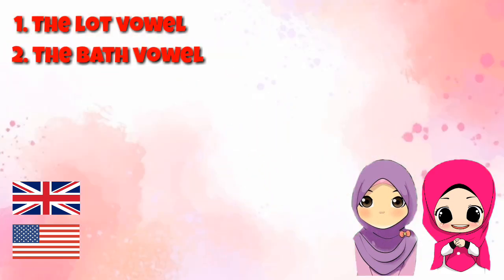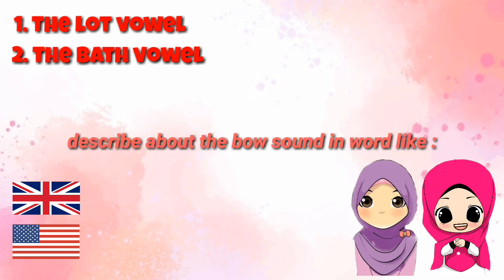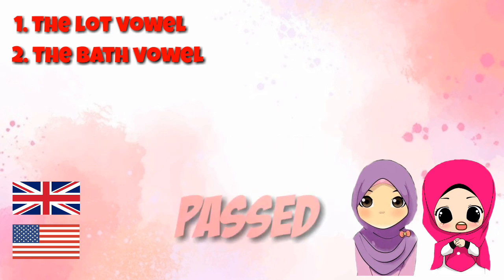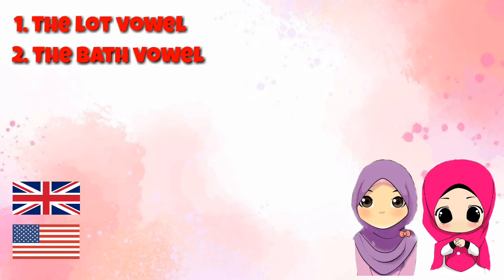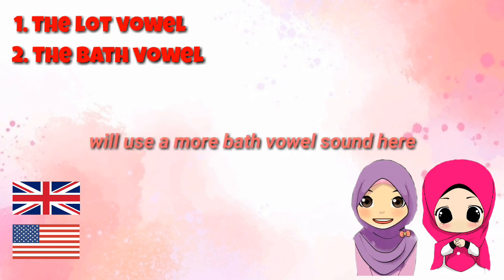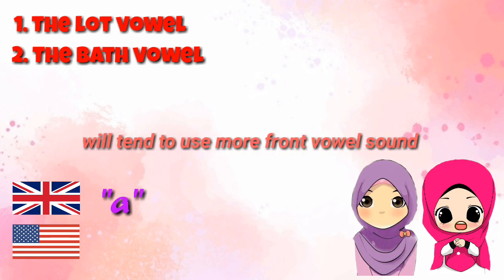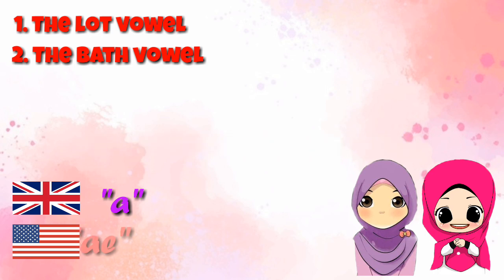The second is the bath vowel. The bath vowel is the vowel sound in words like behave, past. British speakers, especially in the south of England, will use a more back vowel sound here, like ah. But Americans will tend to use a more front vowel sound, like a.